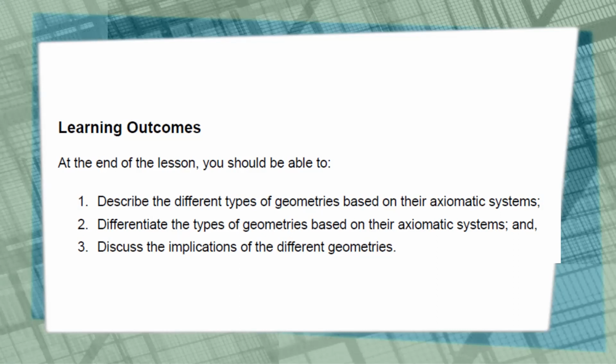So what are the learning outcomes for this module? First one is you should be able to describe the different types of geometries based on their axiomatic systems. Okay, what do we mean by axiomatic? Di ba, na-learn na natin yan? Ano ba ang ibig sabihin ng axiomatic? So ano ba yung axiom? Well, start muna tayo sa axioms kasi, di ba, axiomatic, so it comes from axiom. No? Ano ba yung axiom?